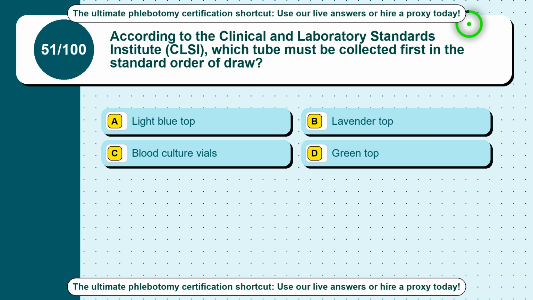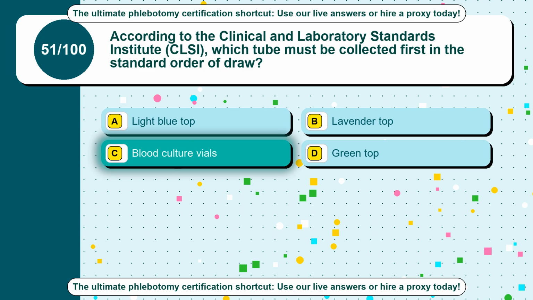Question 51. According to the Clinical and Laboratory Standards Institute, CLSI, which tube must be collected first in the standard order of draw? Option A, light blue top. Option B, lavender top. Option C, blood culture vials. Option D, green top. The correct answer is option C, blood culture vials.